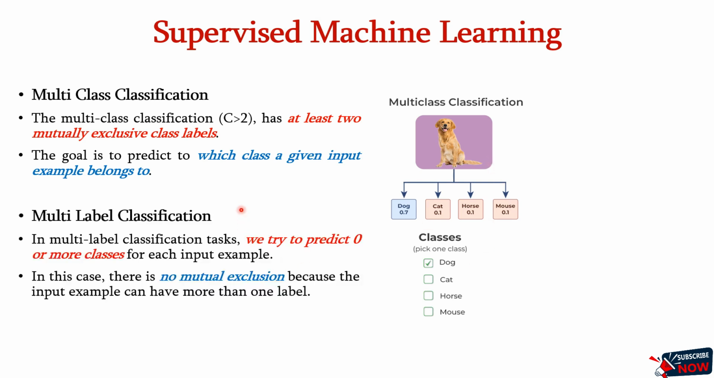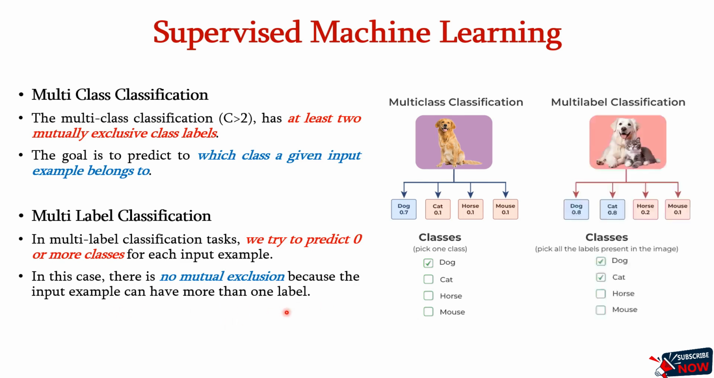Next, we have multi-label classification. Here we try to predict zero or more classes for each input example. There is no mutual exclusion because the input example can have more than one label. For example, we have an input image here which contains both a cat and a dog, and we have classes dog, cat, horse, mouse. So it has to predict both dog and cat for this input image. Multiple labels have to be assigned to this particular image. This is called multi-label classification.